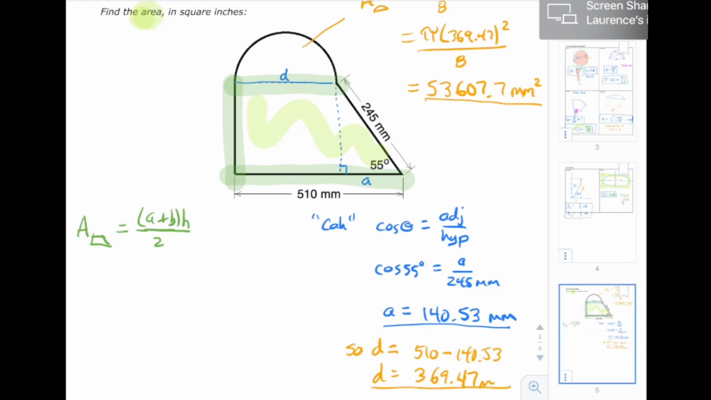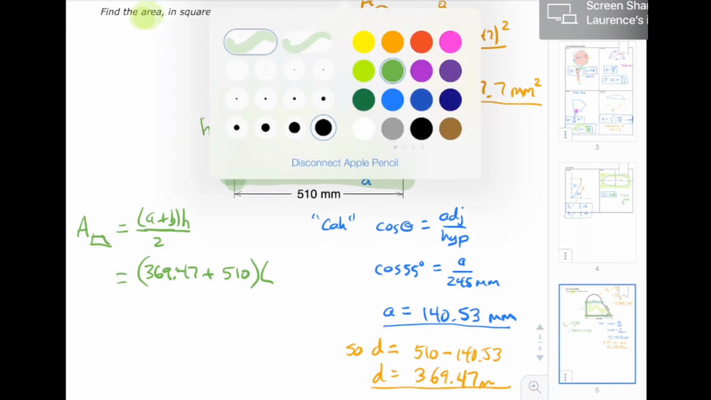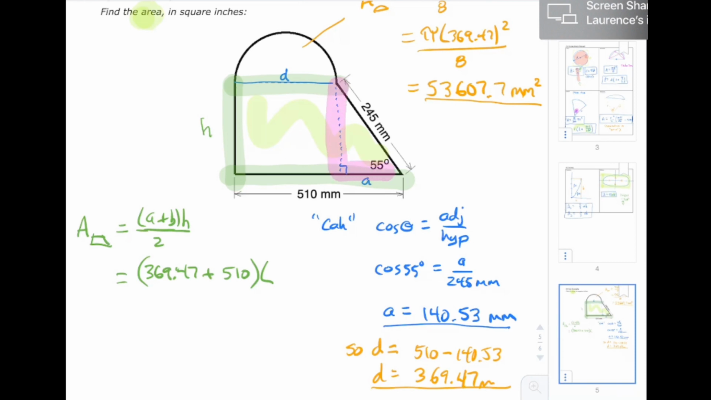So the good news is I know what the A and the B are. A is the same as this diameter here, 369.47, plus, and B is the same as across the bottom there, 510. This has to multiply the height. Oh, we don't have the height. I want that distance there. Well, guess what? We're just going to have to go back over here to this triangle and now figure out the height, because the height of that triangle is going to be the same as the height of this whole thing.